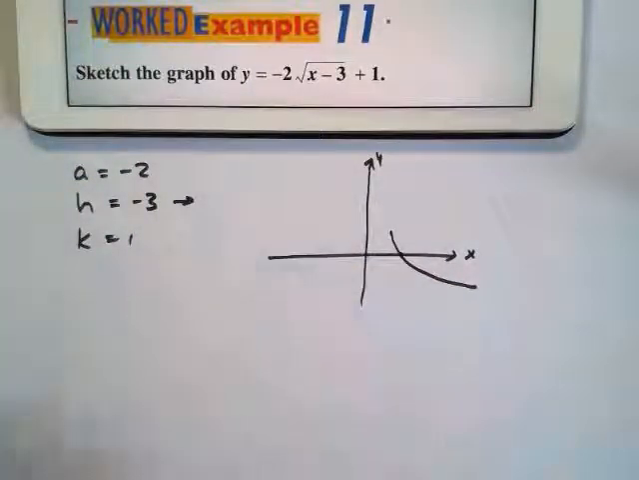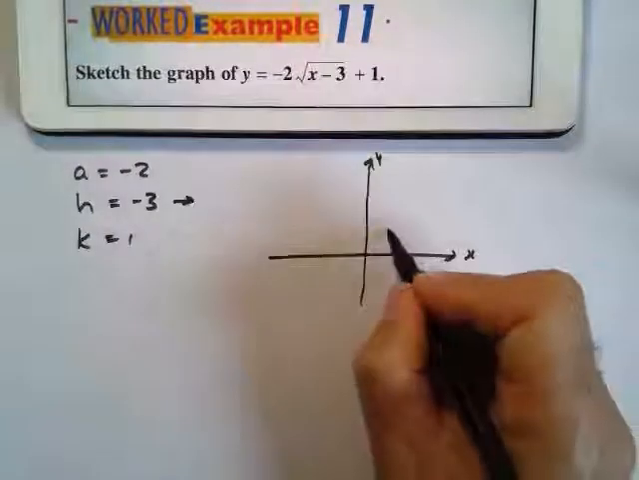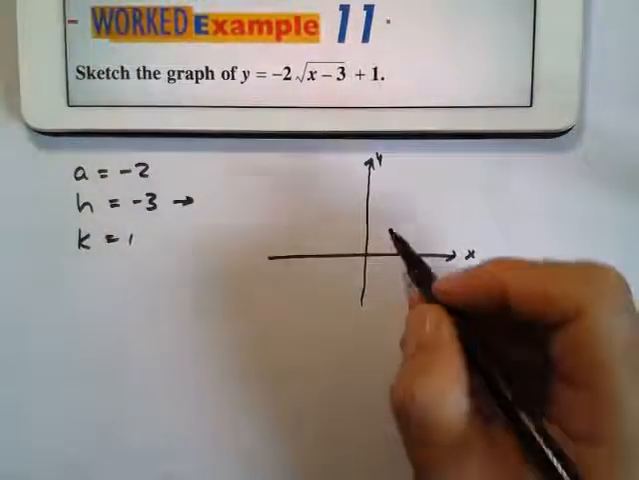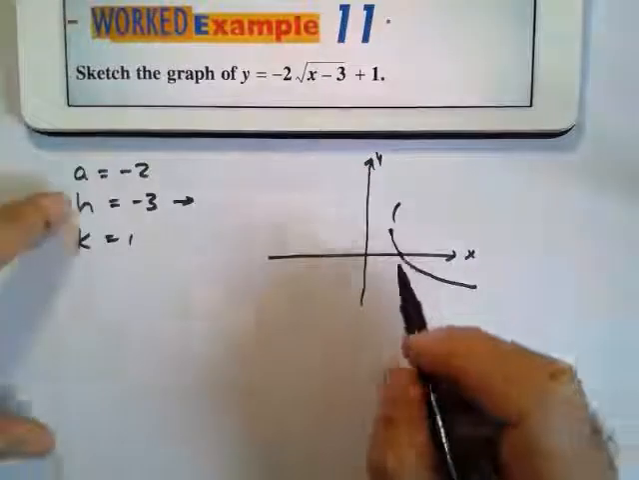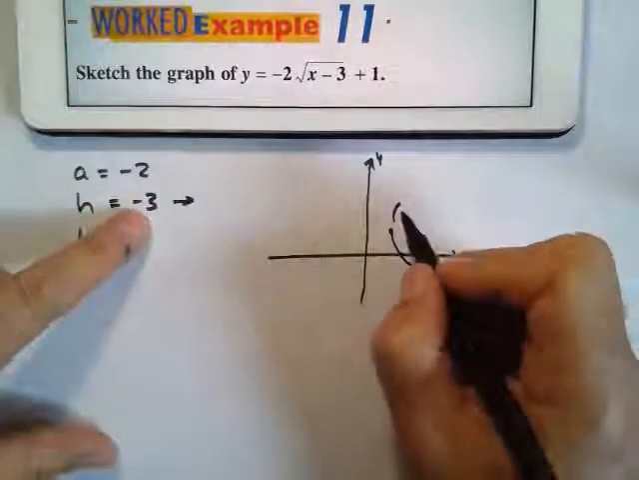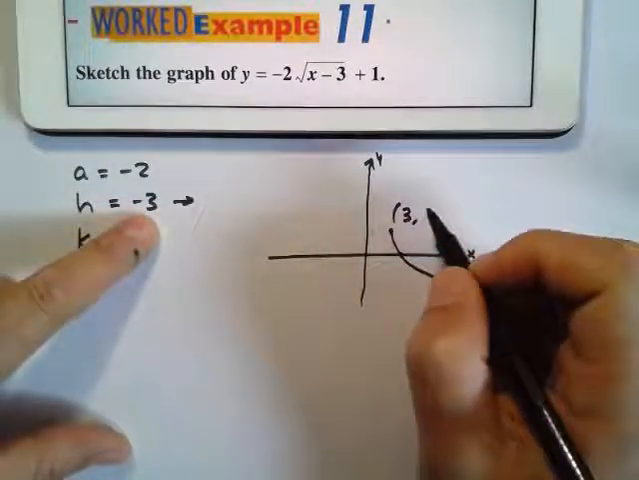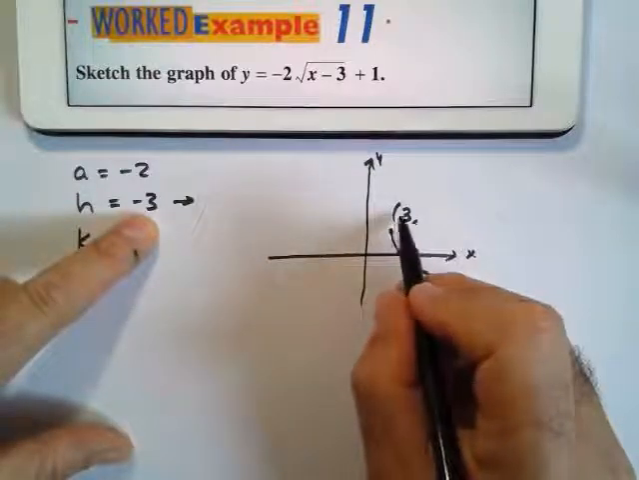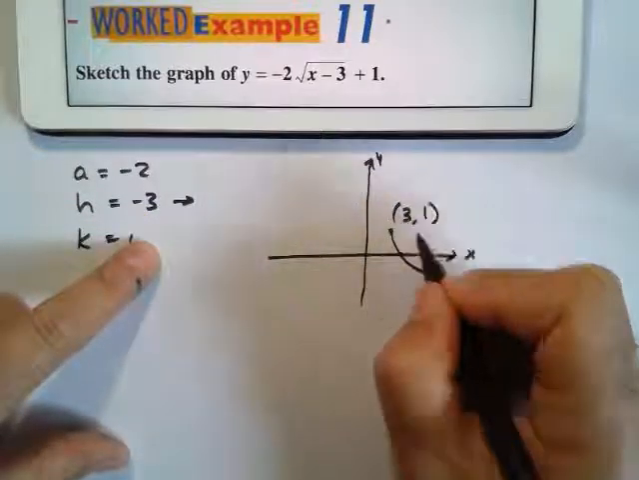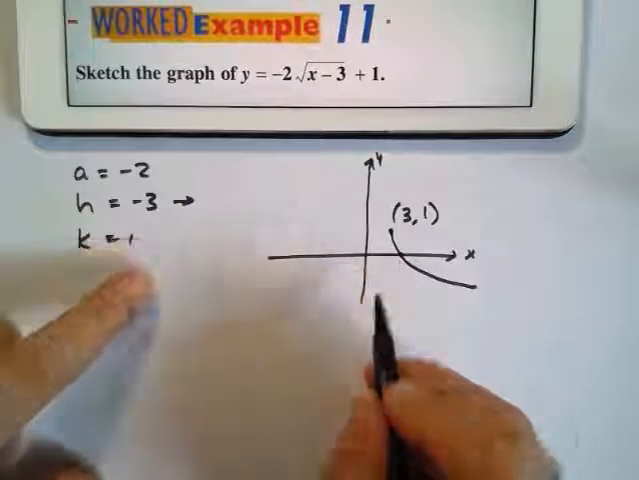All I need to find is my x-intercept. I'm not going to have a y-intercept because that's where the graph starts. I have to say what that point is. That point is where it starts. So that is the point (3, 1) because it's negative h and k is 1. And I need to find my x-intercept.